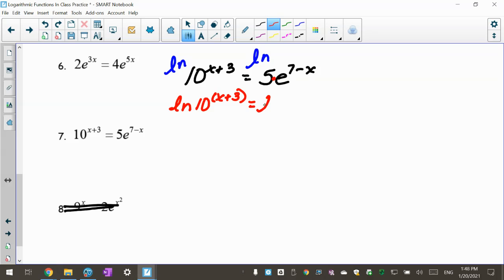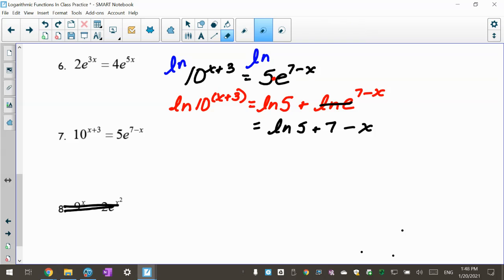Remember, this is multiplication. I can pull it apart using one of the log rules of adding. So it's a natural log of 5 plus a natural log of e to the 7 minus x. Now, the cool thing here is I can say thanks for playing. So the right-hand side is really natural log of 5 plus 7 minus x, which is really cool. And that's fun. I really enjoy that.